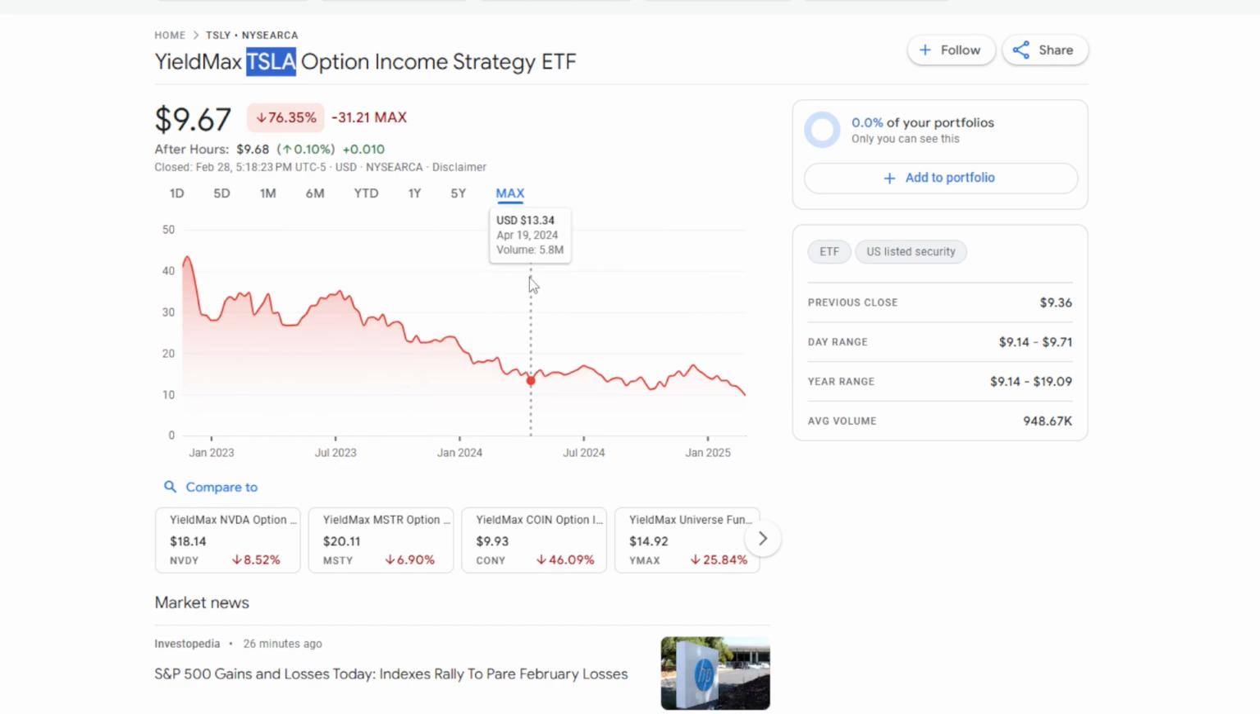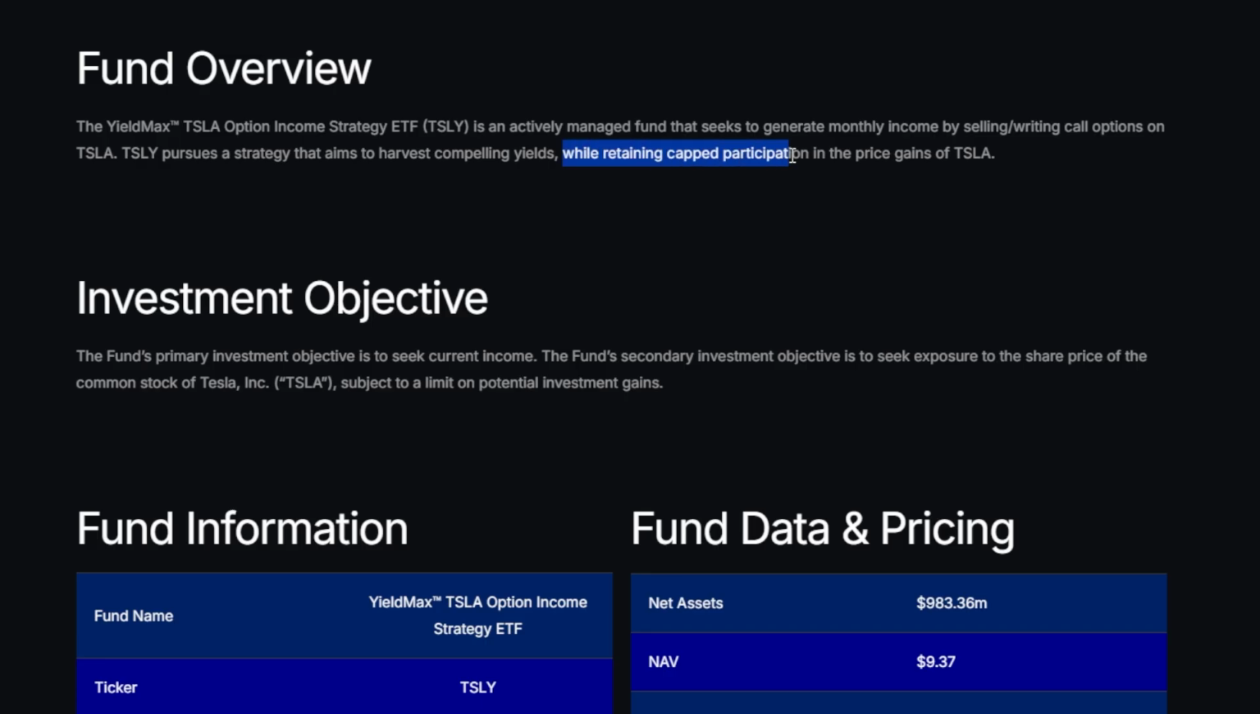But this also means that if Tesla, the underlying stock, drops in price during a specific time frame, the YieldMax ETF that tracks it can also drop with it. Now here's the problem. Here's the reason why a lot of these ultra high yielders might never return to previous levels, or if they do, it's going to be a long, strenuous climb back up there.